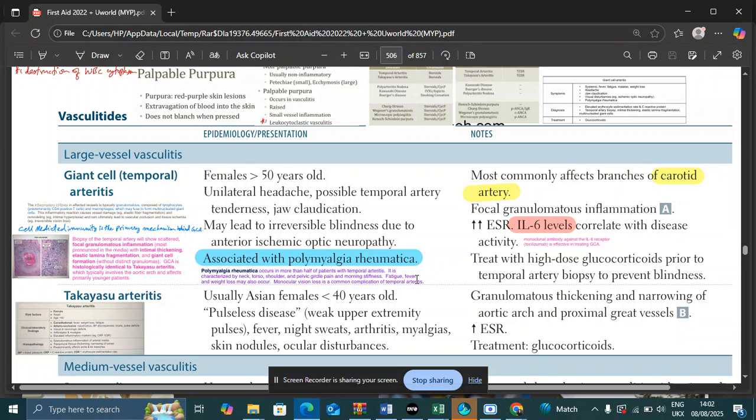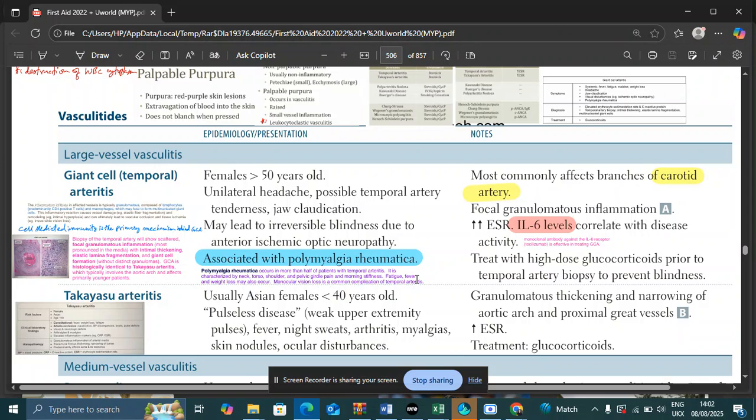Okay, if the patient only has polymyalgia rheumatica, we will treat them with low dose glucocorticoids. Okay, if the patient has giant cell arteritis, which is associated with polymyalgia rheumatica, we will treat them with high dose glucocorticoids.